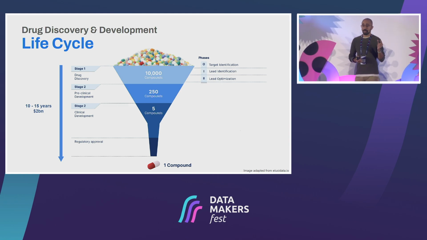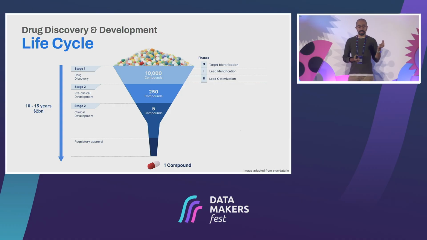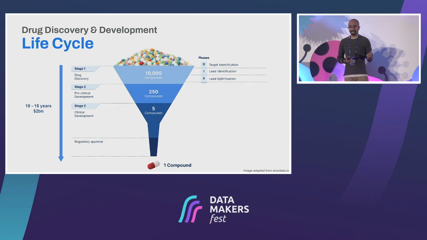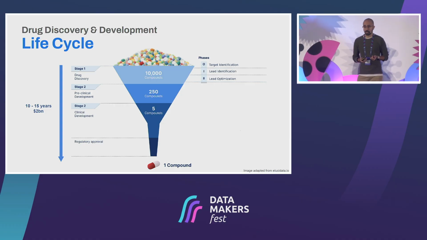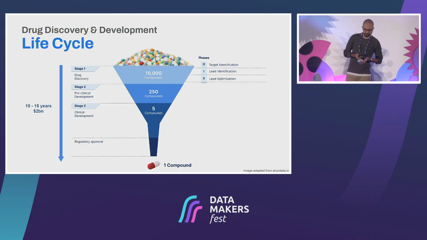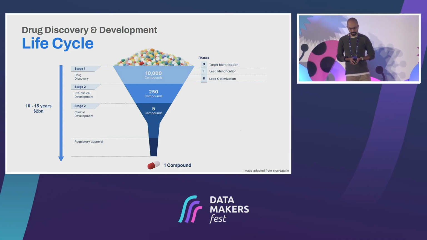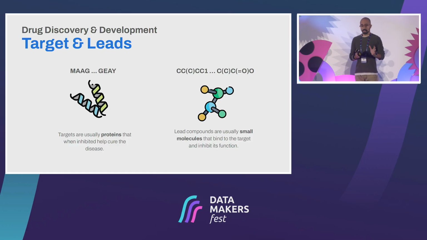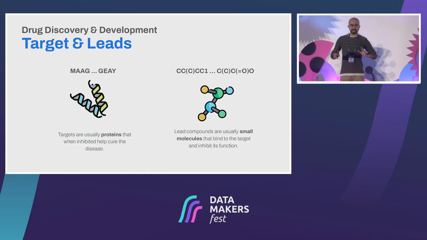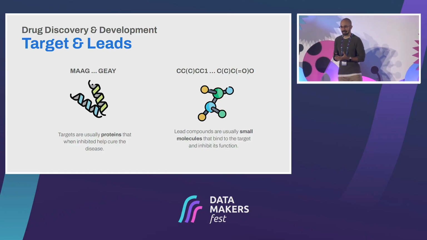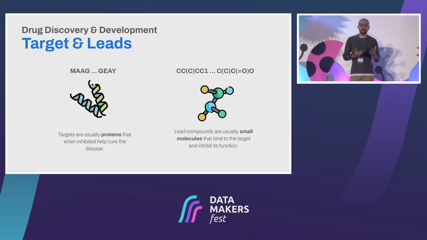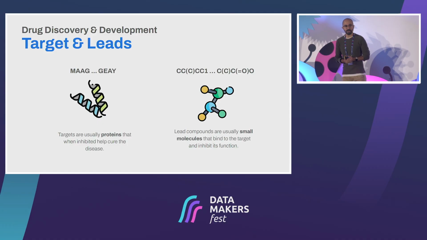There are 3 main phases in this stage: target identification, lead identification, and lead optimization. Before zooming in, let's get out of the way what targets and leads are. Targets are typically proteins. They can also be DNA or RNA, but for today we'll be focusing on proteins.